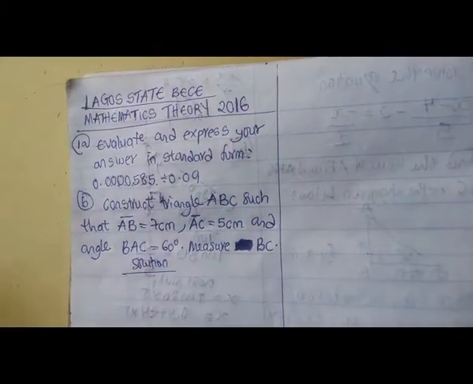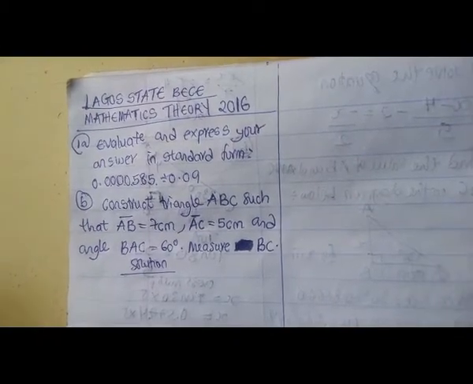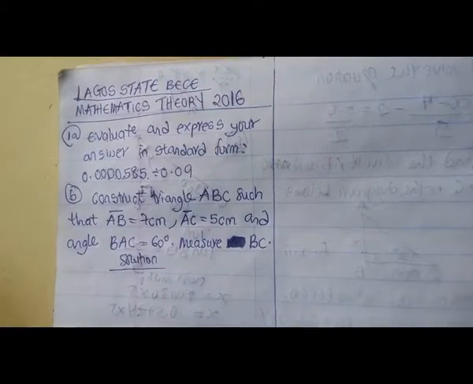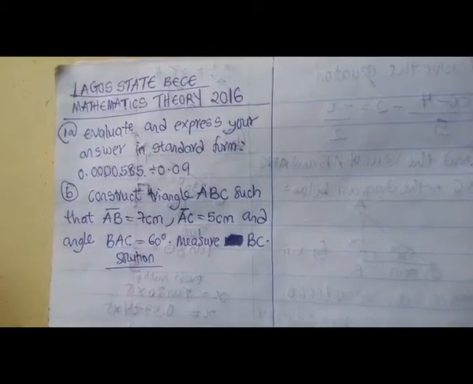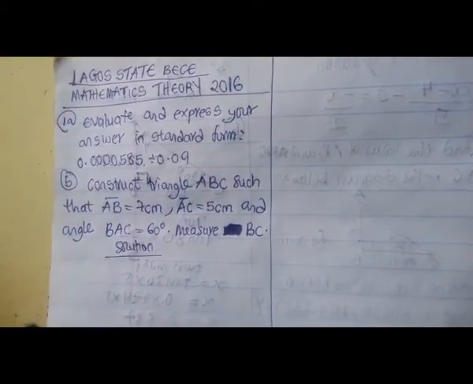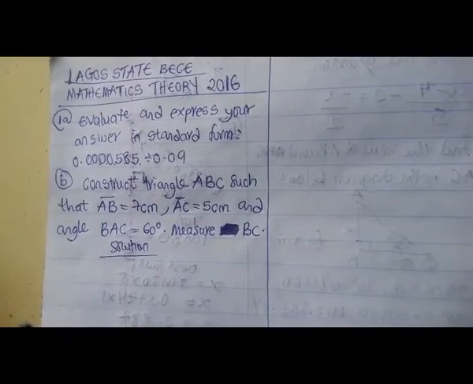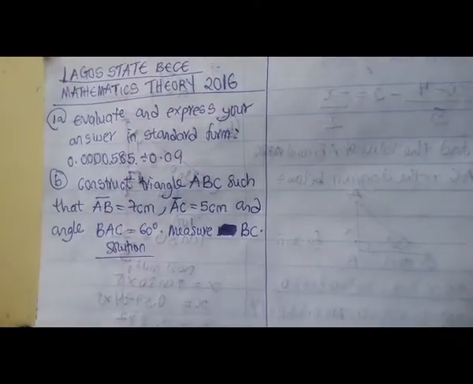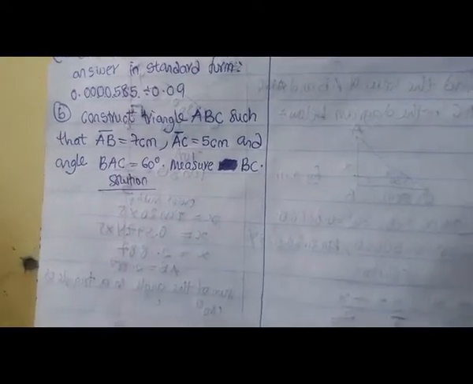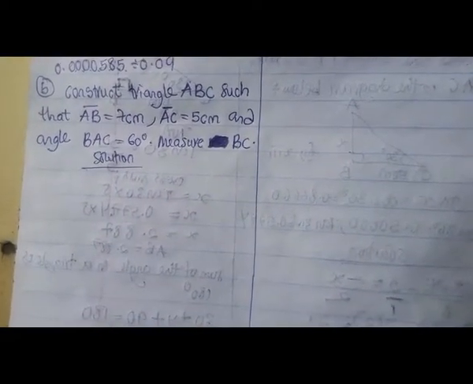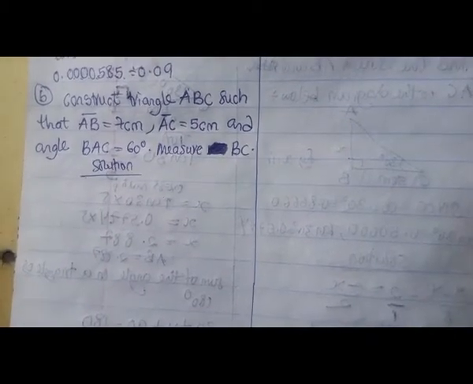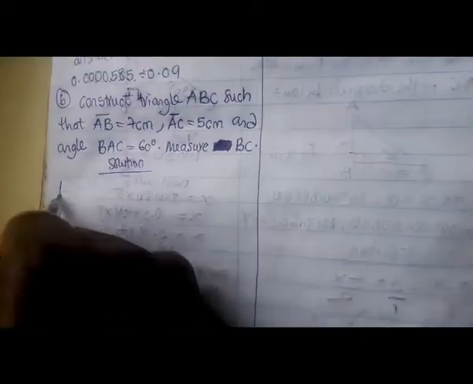In this video, we are going to treat Lagos State BECE Mathematics Theory 2016. And the first question says, evaluate and express your answer in standard form: 0.0000585 divided by 0.09. Firstly, we have to convert this to a number that we can work with. So 1a, let's solve it.